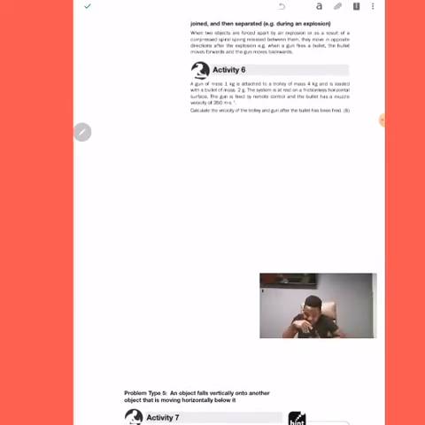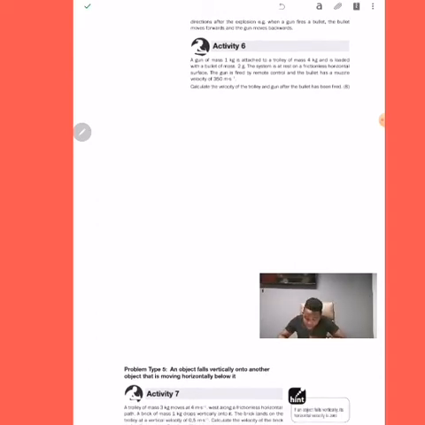So in this problem, it is given that when two objects are forced apart by an explosion or as a result of a compressed spiral spring between them, they move in opposite directions. After the explosion, e.g. when a gun fires a bullet, the bullet moves forward and the gun moves backwards. We have seen that in movies, when a person is shooting out a bullet, the gun tends to have that effect of moving backwards.